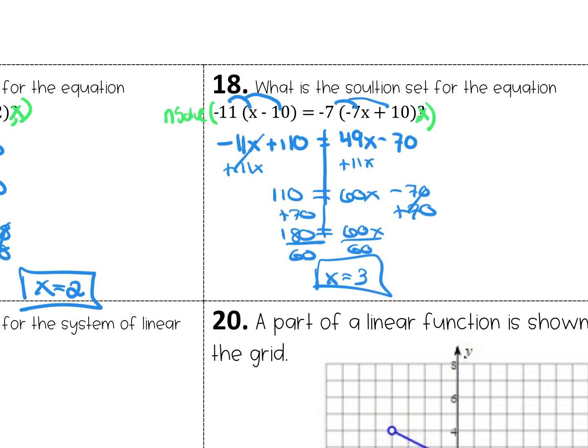So you should use nsolve to check your answer when you are done, but distributing on both sides should get you to an x equals 3.